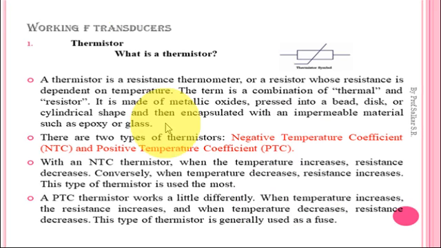Thermistors are available in the range from -100 degrees Celsius to +300 degrees Celsius. That means we can use thermistors from negative temperature, -100 degrees Celsius, up to +300 degrees Celsius, and their resistances are available in the range of 0.5 ohm to 75 megaohm. This is the range of resistances available with thermistors.